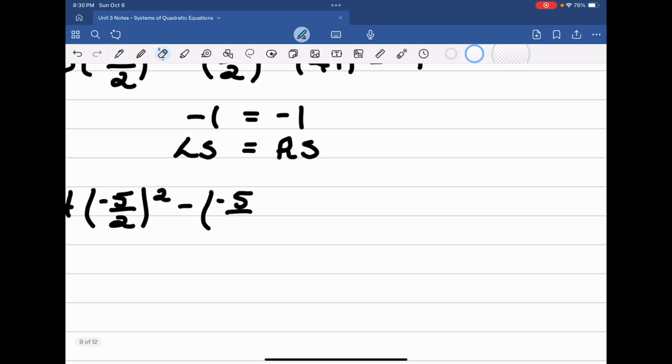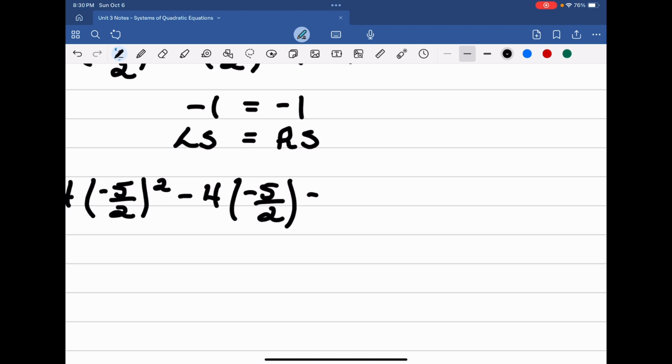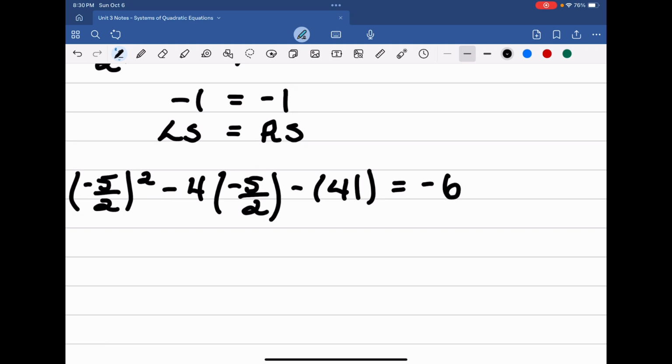And I just want to make sure, oh, it's going to be 4x. Yeah, it's important to get the 4 there. So 4 times the negative 5 over 2. And then we're going to have our minus y, which again is minus 41, is equal to, on our other side, negative 6.